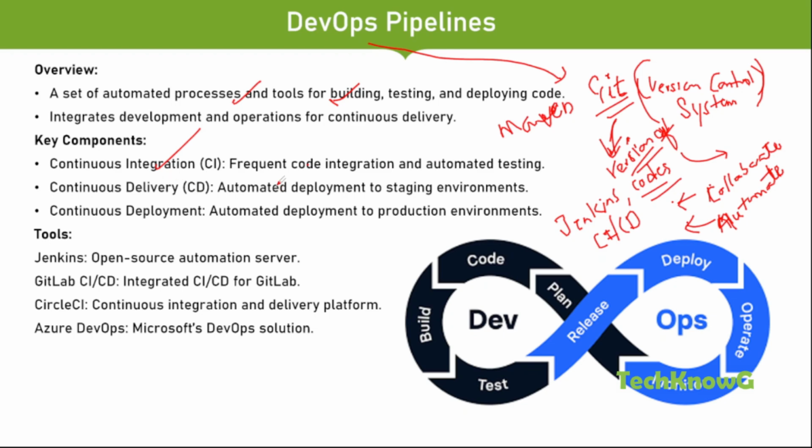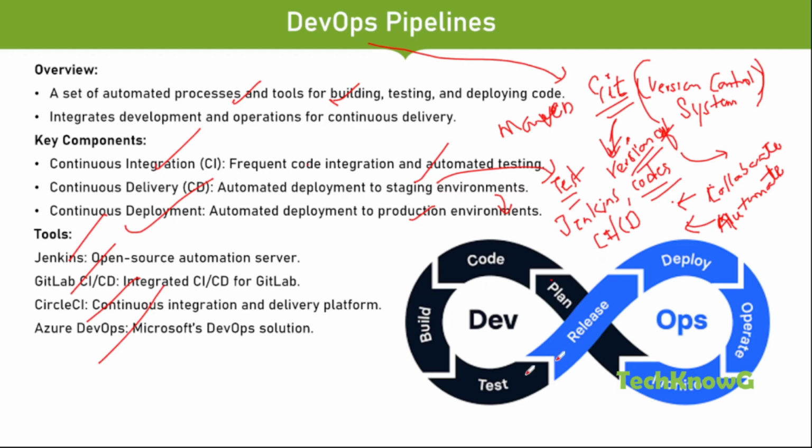Key components: continuous integration, which is frequent code integration and automated testing. Then continuous delivery, which is automated deployment to staging environments. Staging is nothing but test environments. We don't directly deploy to production. First we deploy to the test environments, and once everything is fine, it goes to release and deploys on production. Then continuous deployment. These are the three components of DevOps. Tools like Jenkins, GitLab CI/CD, and CircleCI are CI/CD tools. Azure DevOps is also a CI/CD tool.